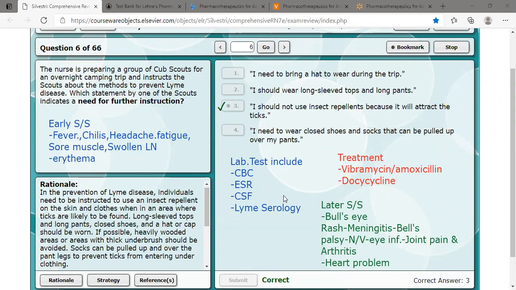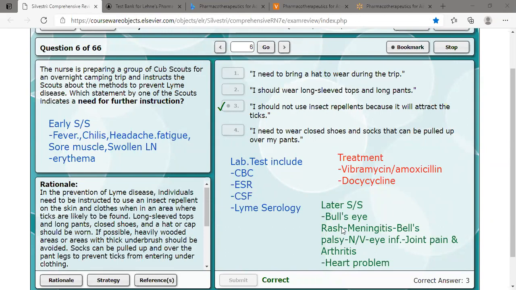And the later or very late stage, we call later symptoms: bull's eye rash, meningitis, Bell palsy, or weakness or numbness of the limb, nausea, vomiting, eye infection or inflammation, joint pain and arthritis, and also heart problems.